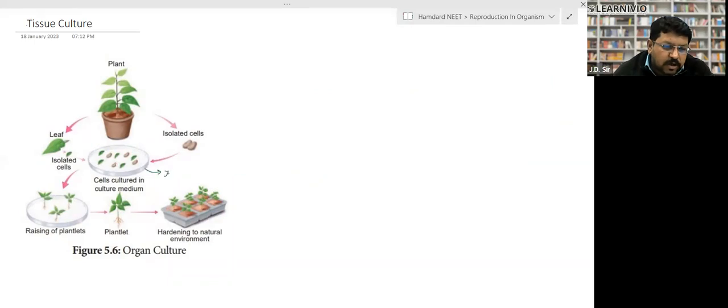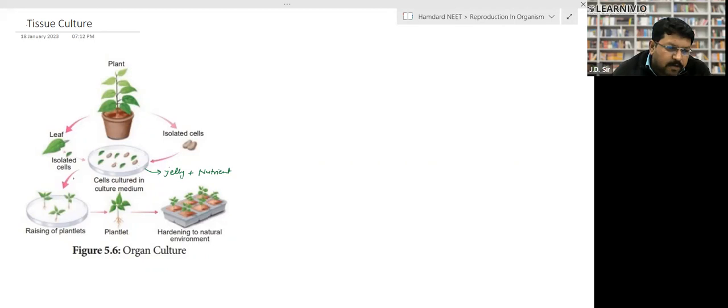This is called jelly, right? So this jelly-like substance has jelly plus a nutrient medium. Jelly and nutrient, two things are there, right? After that, these cells start multiplying.